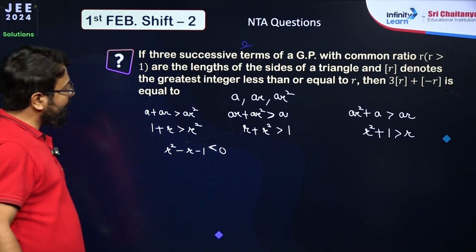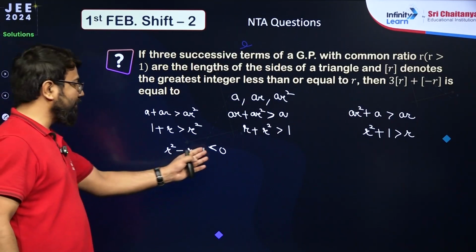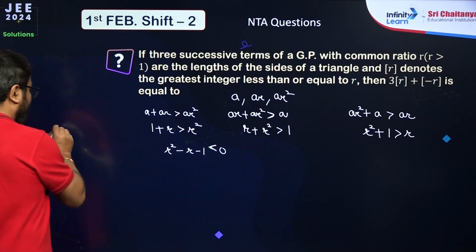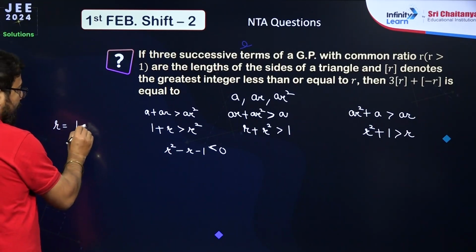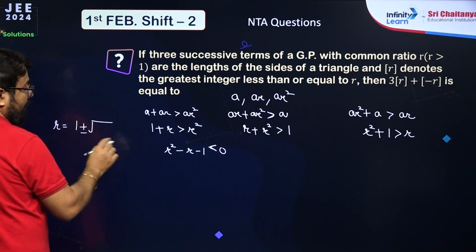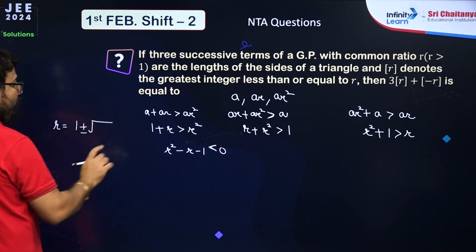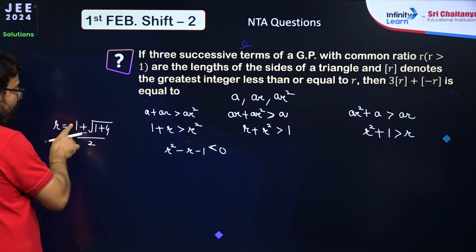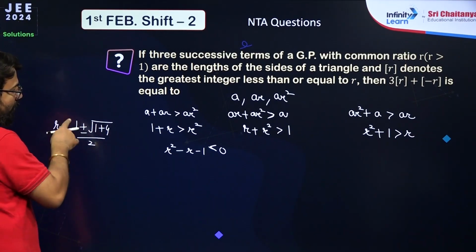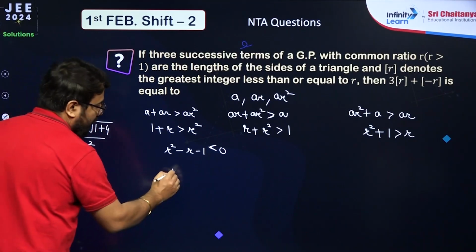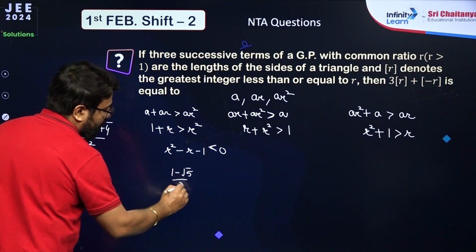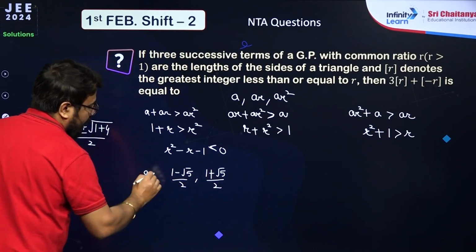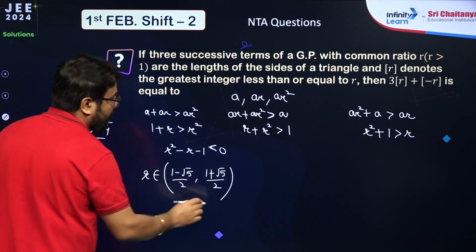Now my dear students, if I want to get the value of R from here, the value of R will be minus B plus minus square root of B square minus 4AC over 2A. So it is 1 minus root 5 upon 2 and 1 plus root 5 upon 2. In this interval R belongs to.